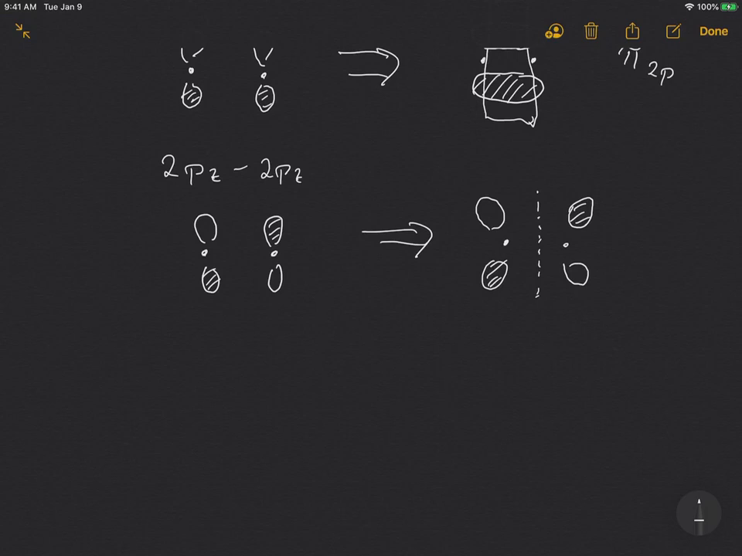Notice whenever there is a nodal plane, there has to be different signs of the lobe of the orbital on either side of that nodal plane. So there's going to be an opposite sign for these. There's another nodal plane, of course, that's due to the 2p orbitals themselves along that axis, and that's going to indicate that you're going to have a different sign there as well. And this is a pi star 2p orbital.